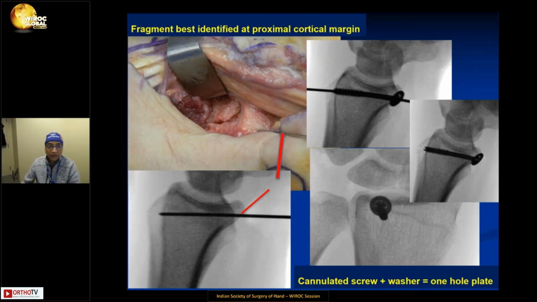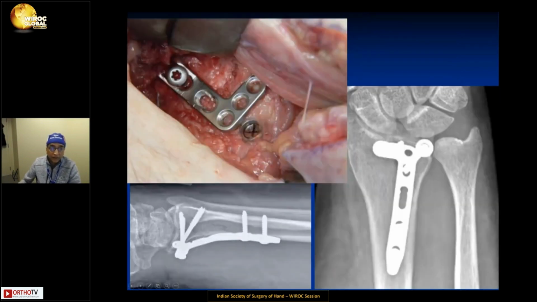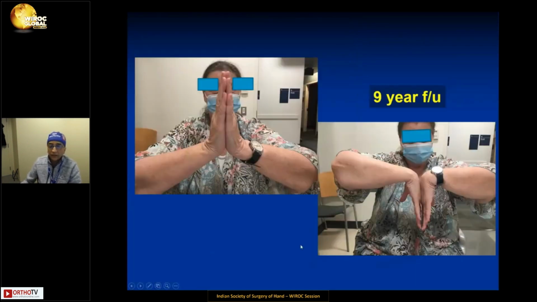But if the fracture is old, you cannot rely on one screw only. So you neutralize it with a plate that is applied as a buttress, as shown here. And here she is at 9-year follow-up when she came to see me for another reason. And you can see it's a durable outcome, which is excellent.